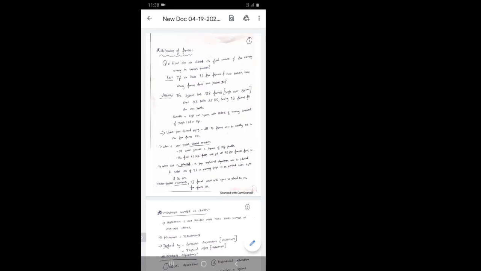Allocation of frames and thrashing. The first concept I'm going to teach is allocation of frames.